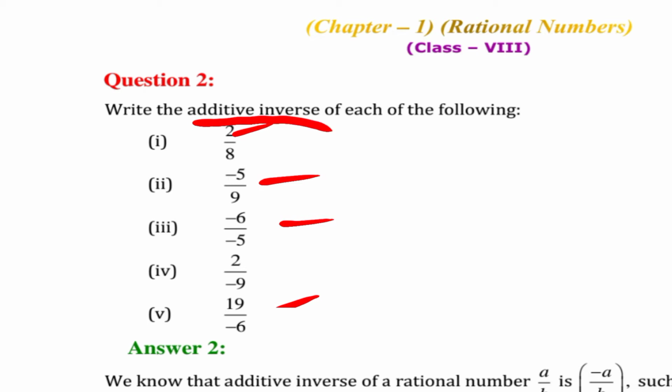This additive inverse, in other words, is called the negative of a number. We have already discussed this. For example, the whole number 7. What is its additive inverse, or what is its negative? Its negative or additive inverse is minus 7. Okay, why?